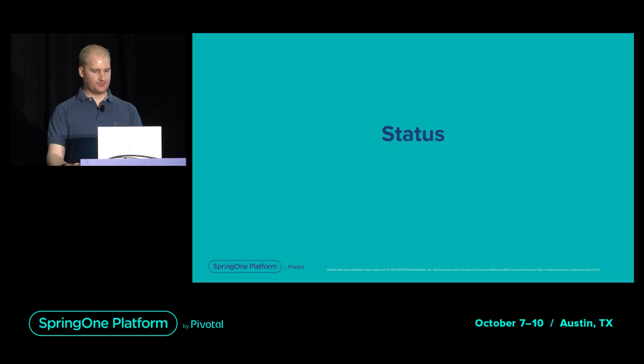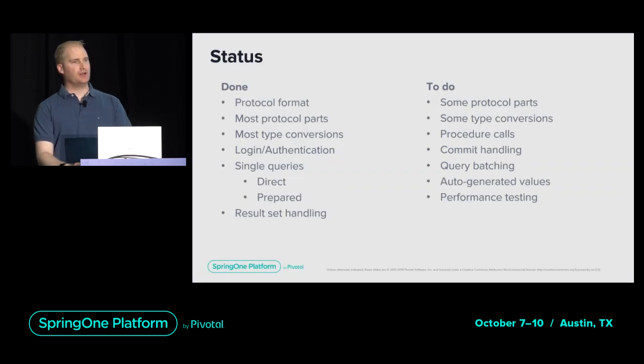Okay, so just to show you the status of our proof of concept, where we are right now. What we've done is we've defined the format of the protocol that we want to use. We've implemented the most important protocol parts so we can actually interact with the database. We've implemented the most basic type conversions so we can actually get stuff back and convert it to Java objects. We can log in and authenticate to the database. We can create queries, both direct and prepared queries. And we can extract the results of those queries via the result sets.